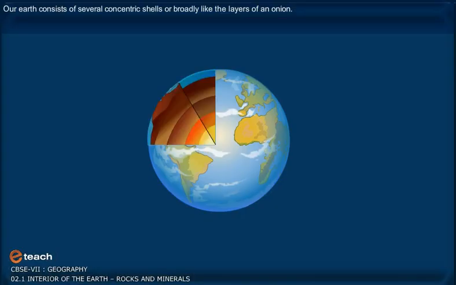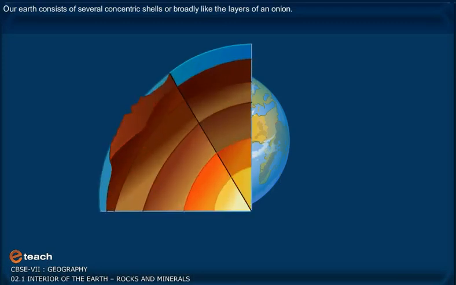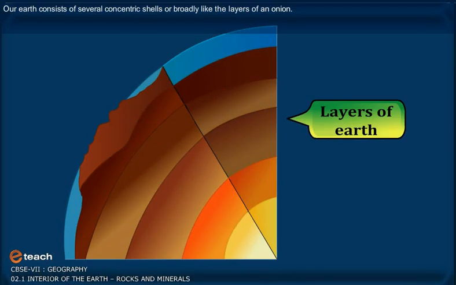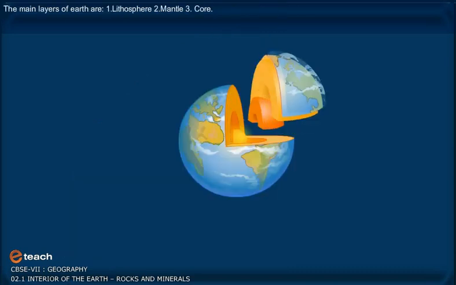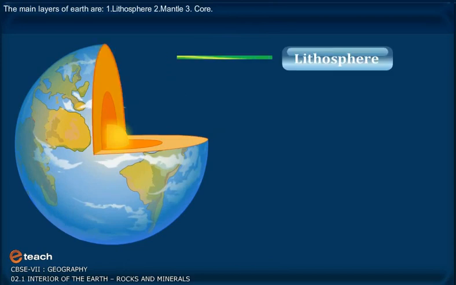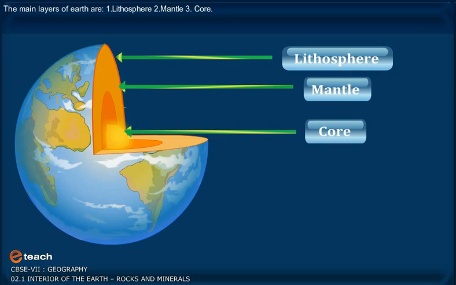Our Earth consists of several concentric shells or layers, broadly like the layers of an onion. The main layers of Earth are lithosphere, mantle, core.